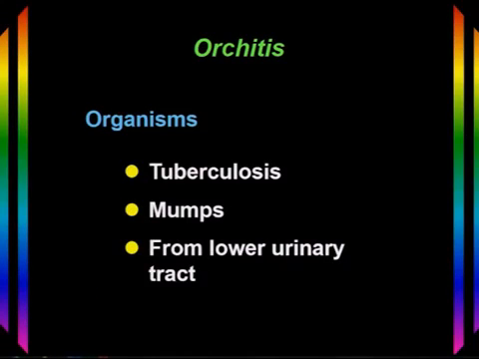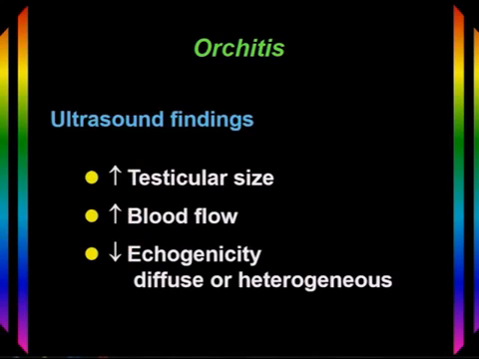Infections isolated to the testicle are called orchitis, and these are often different organisms. This can occur from tuberculosis, from mumps, or from retrograde travel of the infection from the lower urinary tract. When orchitis is present, the testicle will be increased in size with increased blood flow, and the echogenicity will be decreased either diffusely or in a heterogeneous manner.